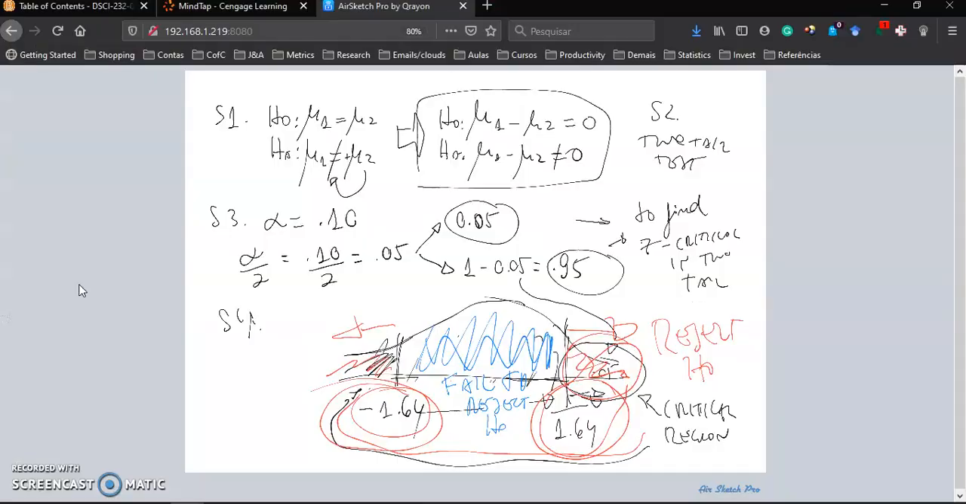So let me go back and put it here. Z stat is equal to 1.85. Is this number smaller than negative 1.64? No, it's not. Is it higher than 1.64? It is higher. So if it is higher, you reject the null hypothesis.